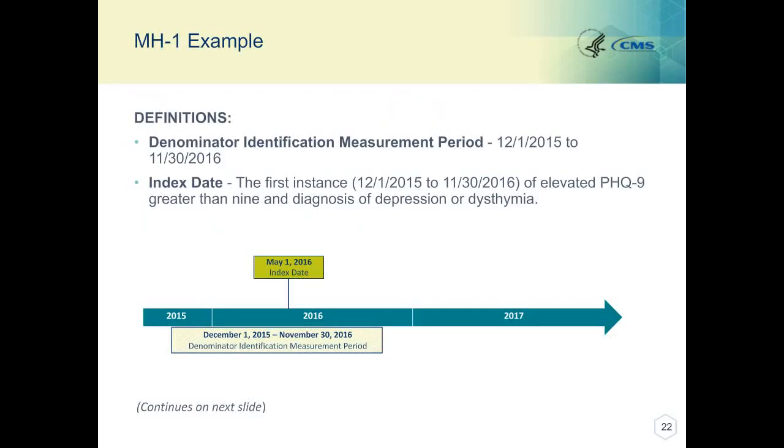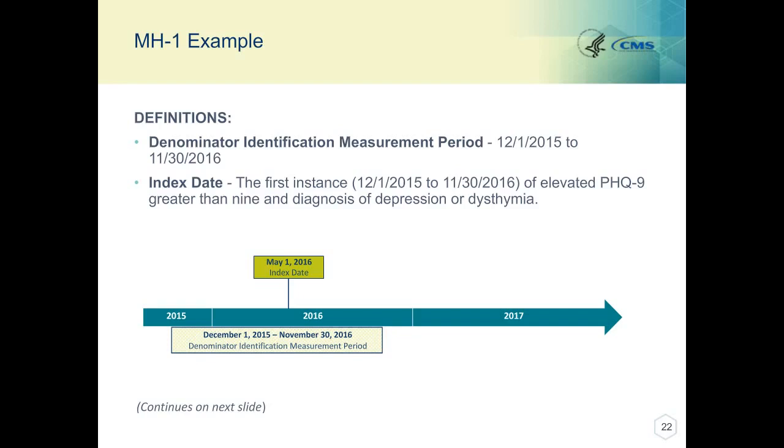And then the next couple of slides are going to be going through some scenarios and examples, as well as providing some definitions and clarity of some definitions for the MH1 measure. So the denominator identification measurement period, as previously stated, for the 2017 submission period, or 2017 program year, 2018 submission, is 12/1 of 2015 to 11/30 of 2016.